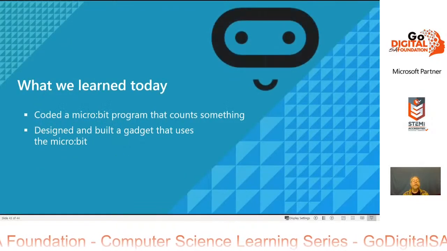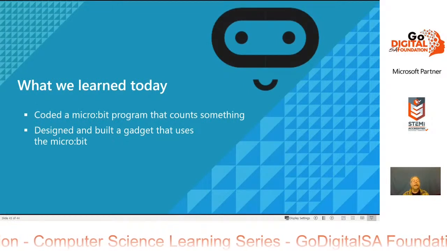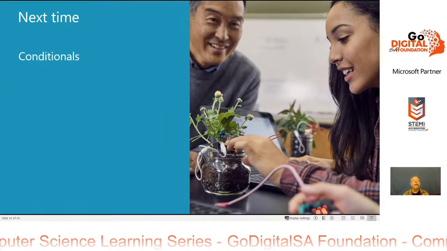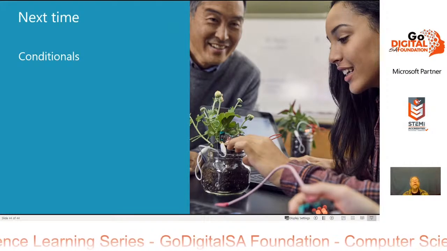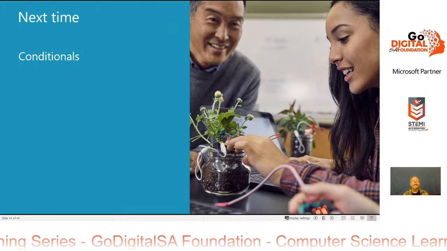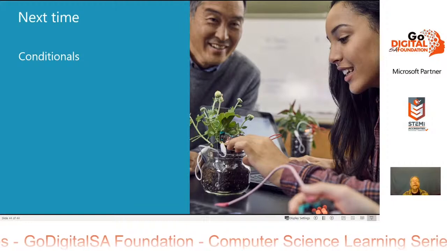So what we learned, we coded a microbit program that counts something, and we designed and built a gadget that uses the microbit. Next time in Unit 4, we'll be looking at conditionals. That's it for today. I'll see you next time.